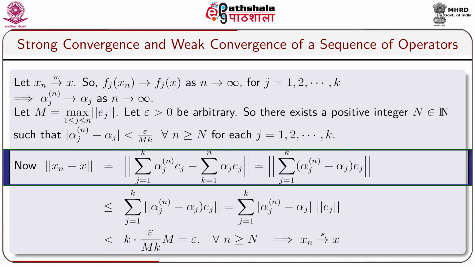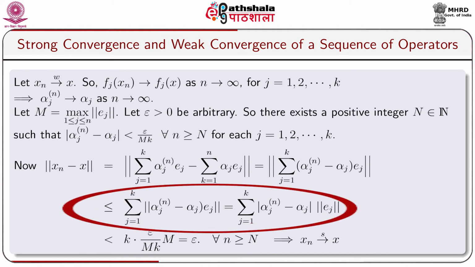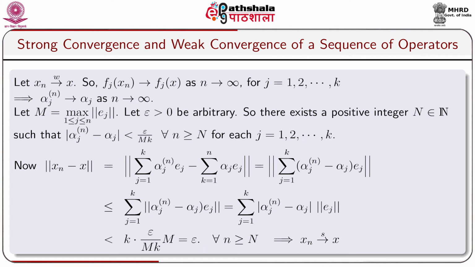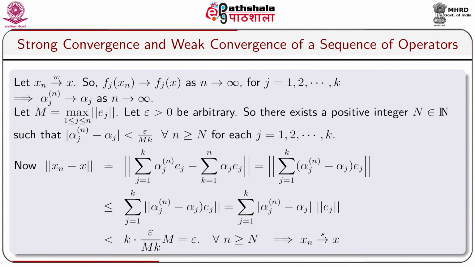Now, norm of Xn minus X equals norm of the sum from j equal to 1 to k of alpha jn Ej minus the sum from j equal to 1 to k of alpha j Ej, which is equal to norm of the sum from j equal to 1 to k of alpha jn minus alpha j into Ej, which is less than or equal to the sum from j equal to 1 to k of norm of alpha jn minus alpha j into Ej, which is equal to the sum from j equal to 1 to k of modulus of alpha jn minus alpha j into norm Ej, which is less than small k into epsilon by M into small k into capital M, which is equal to epsilon for all n greater than or equal to capital N. This implies Xn converges to X strongly.